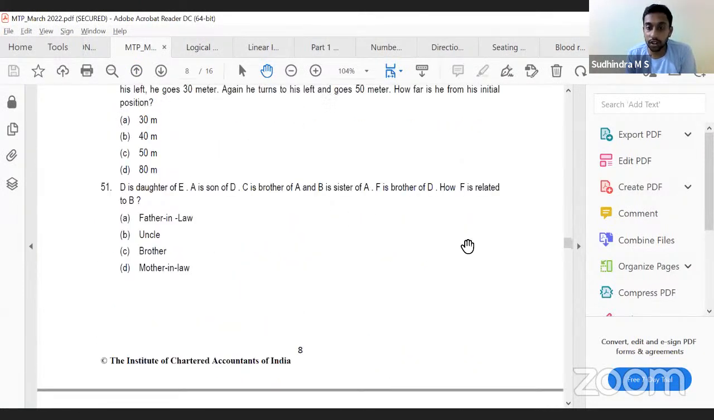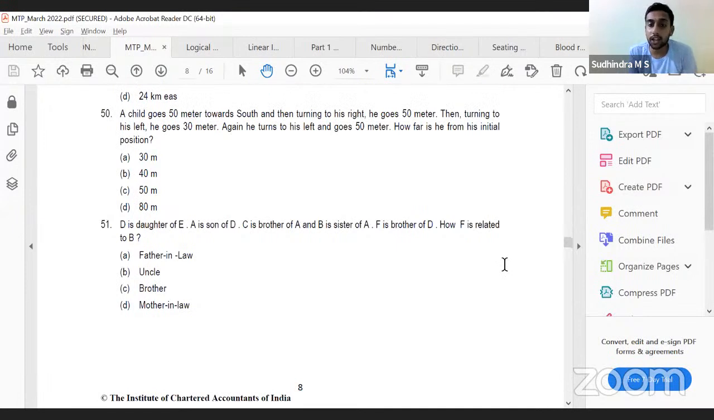D is the daughter of E. A is the son of D. C is the brother of A, B is the sister of A, F is the brother of D. How is F related to B? Again, the approach is to draw a family tree. With the given information, just go on drawing the family tree, you'll get it. It's very simple.